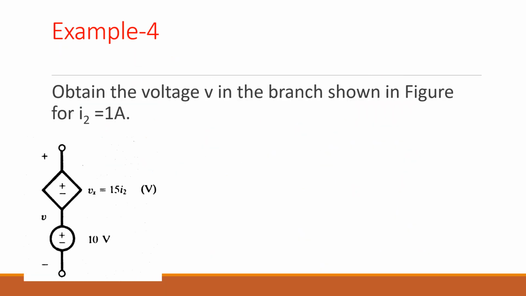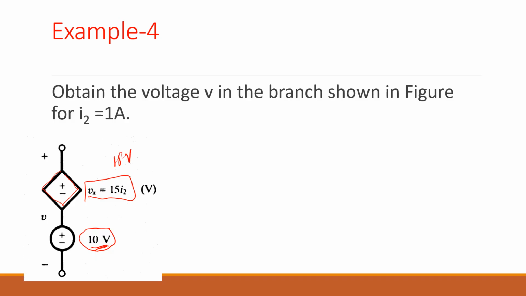Let's do an example. In this one, obtain the voltage V in the branch shown in the figure for I2 equals 1 amp. Here you can see we have a 10 volt voltage source. It is an independent voltage source, and here we have another, dependent voltage source. How do we recognize whether it is dependent or independent? By looking at the symbol. The circle is for independent and this diamond shape is for dependent. So this 10 is not changing, but the voltage of the dependent source is 15 times I2. So this one is 15 volts.